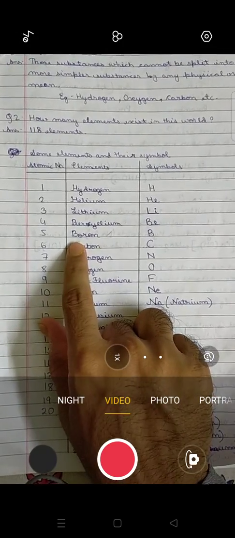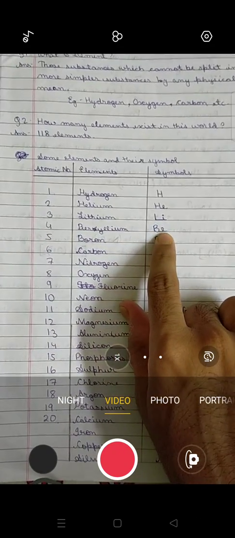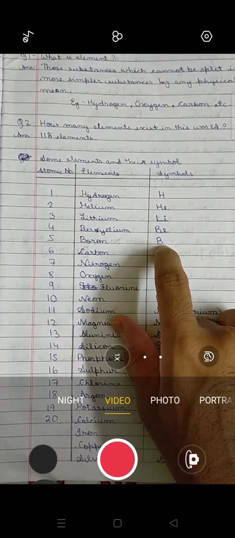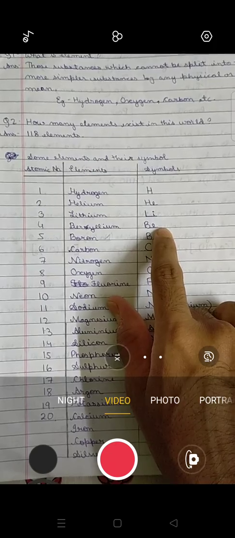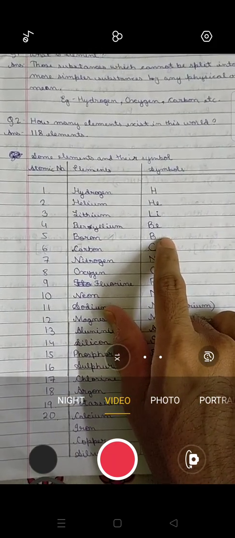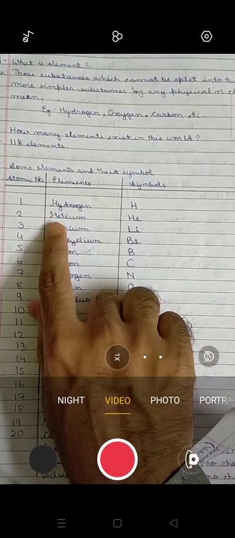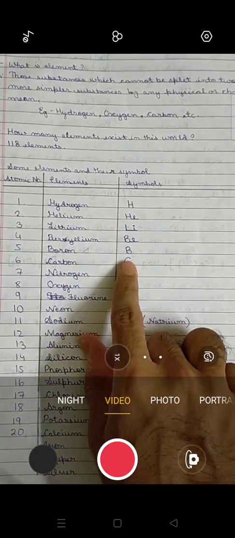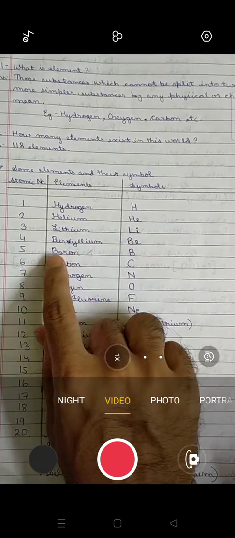Many of you will be thinking that beryllium must be given as B and boron is next, so we should give something else, maybe BO or something. Like here hydrogen was written H, so next helium is He. So here also if we start from B, then another one should be given differently.